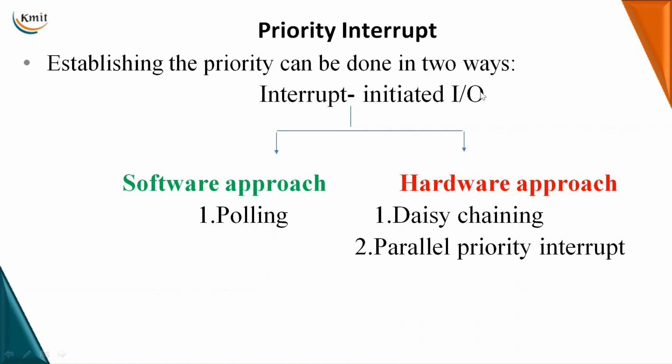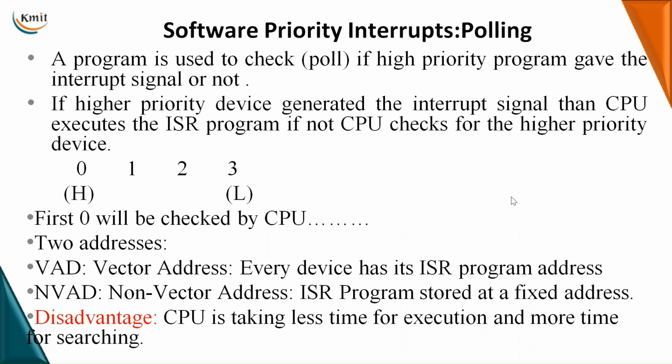In case of an interrupt initiated IO, one is a software approach and the other is a hardware approach. In the software approach, we have a mechanism called the polling mechanism. Whereas in the hardware approach, we have a daisy chaining mechanism and parallel priority interrupts or a parallel priority encoder. The software approach is done with the help of a software program, whereas the hardware approach is done with the help of hardware. So let's see each one in detail.